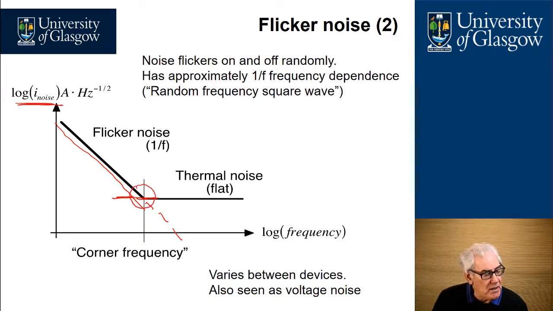At this point here we have a corner frequency, and that identifies the changeover between 1/f or flicker noise and the thermal noise. Flicker noise can vary between devices and can even vary between devices of the same type and same manufacturer. And we've shown it here as a flicker noise current, but equally we can also get flicker noise voltages occurring within amplifiers. But they can be generally lumped together as 1/f noise.